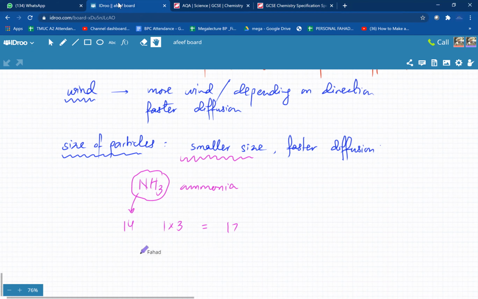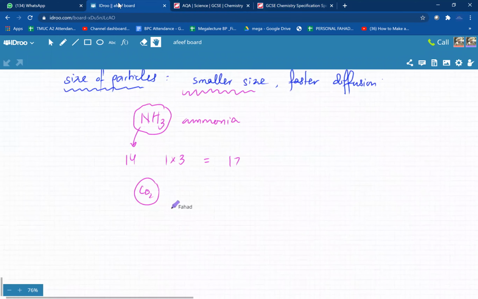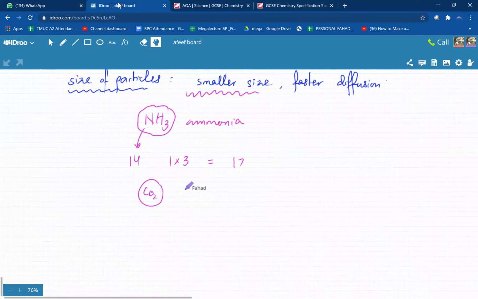Try and find the mass of these substances. Carbon dioxide. TK, tell me what the mass of this carbon dioxide particle is. Wait, I need to see the periodic table first. You can open the periodic table, page 109.